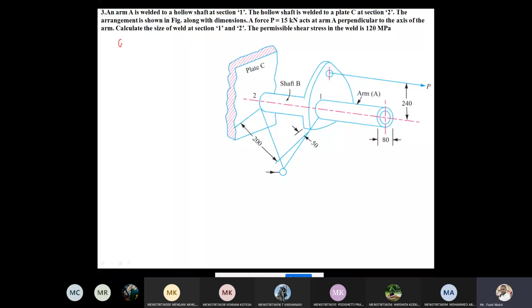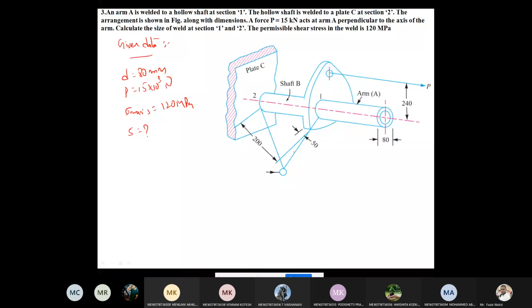Given the diameter of the rod is 80 mm and the force is given as 15 kilonewtons. Permissible shear stress is given as 120 megapascal, and we are asked to calculate the size of the weld. Now first, identification of the problem is important here. So the given problem comes under which case?